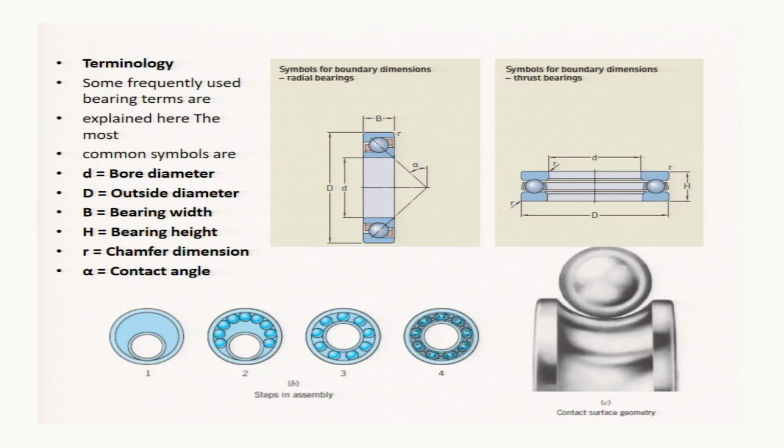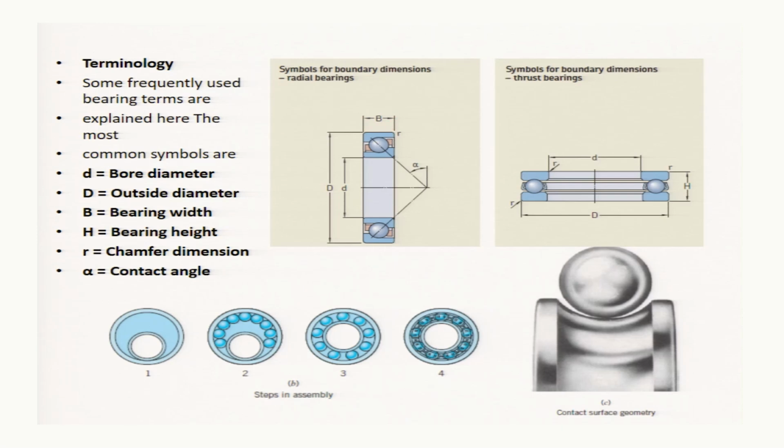Now, the terminologies which are used in the case of rolling element bearing. Some frequently used bearing terms are explained here. The most common symbols are D and small d. Small d is used for the bore diameter. So, if you have a bearing like this, then the inner diameter of the inner race will be the bore, and it will be given by small d. Capital D will be for the outside diameter of the outer race, and that will be the outside diameter of the bearing also. Then B is the width of the bearing. This is the width of the bearing.